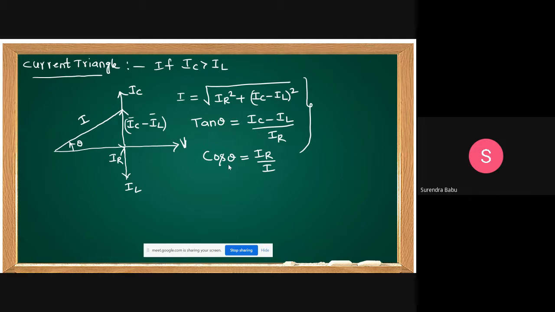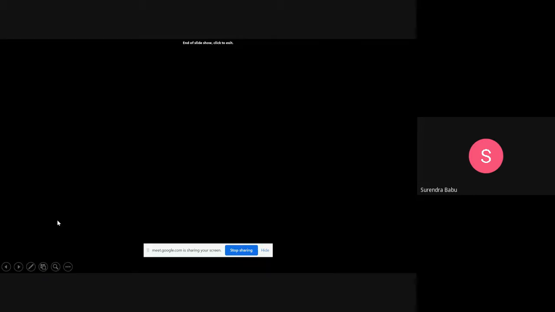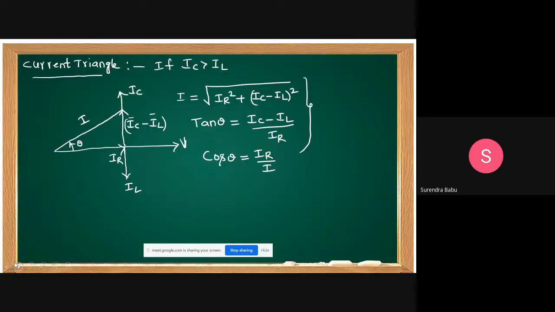Okay. Can you draw the admittance triangle? What you can do? Each branch, actually this is the current. Current means this is IC minus IL. This is IR. This is I. Okay. Then how to get admittance triangle? Just a minute, students. I want to add the slides.